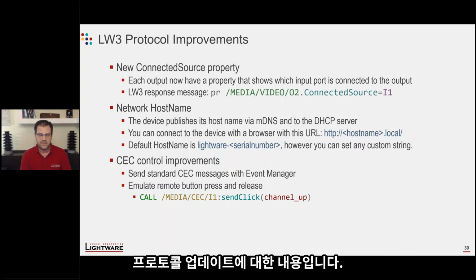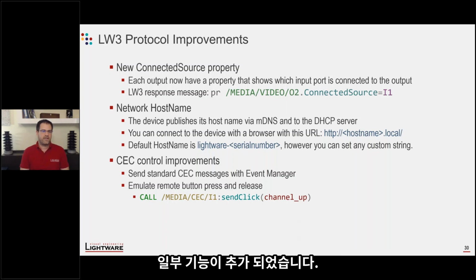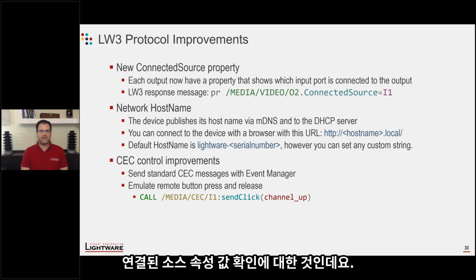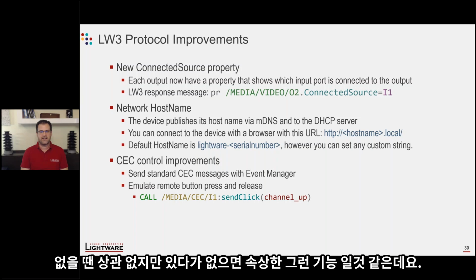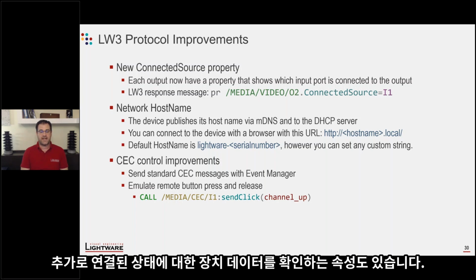Last but not least, I would like to show you these little protocol improvements that we have in this new firmware package. For example, we have a new property called connected source, which tells you for each output what is the connected input. It is funny that sometimes I have the question of how could we live without this until now? Actually, there was another property which was listing all the connections.